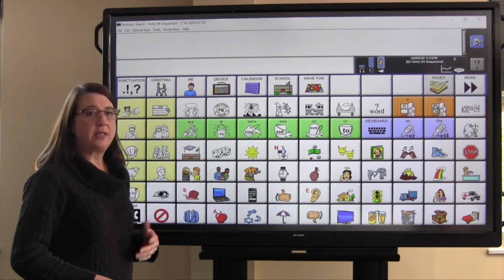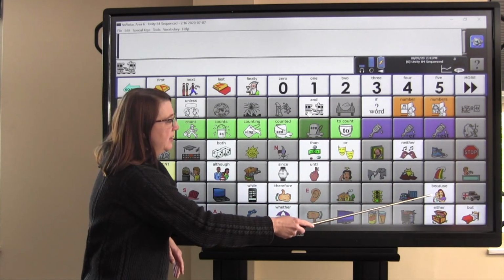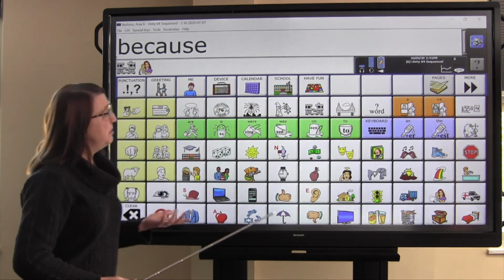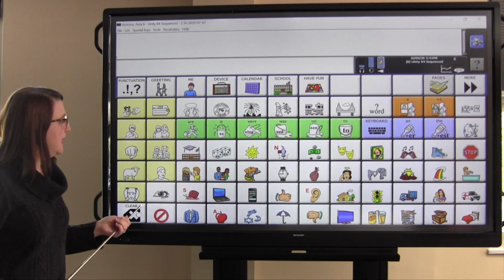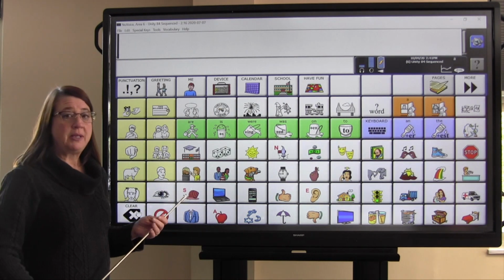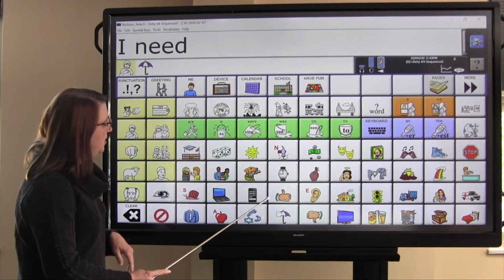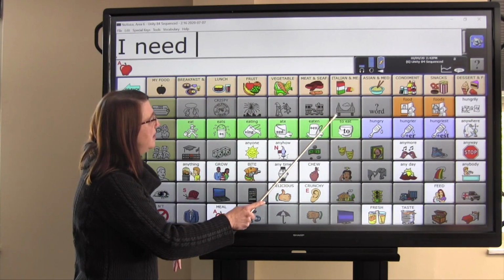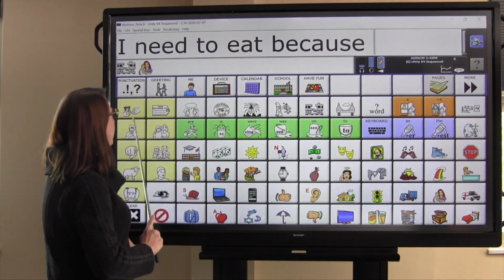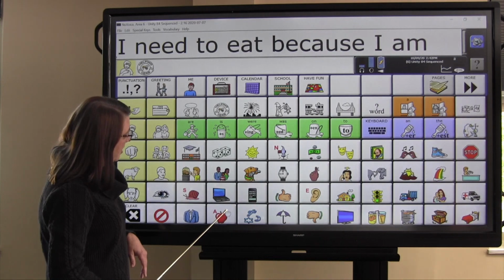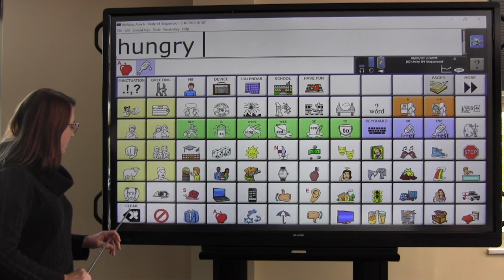Another conjunction that we can say is the word because. So if we start with the conjunction key and come down to the mom and her baby. Because. We could say because, when actually kids ask us a lot of questions and we say because, right? And so let's say, I need to eat because I'm hungry. I need to eat because I am hungry.